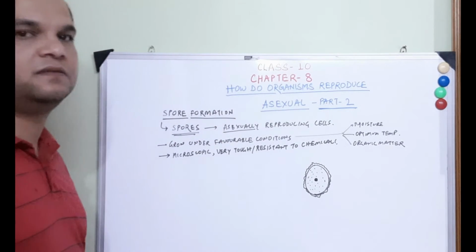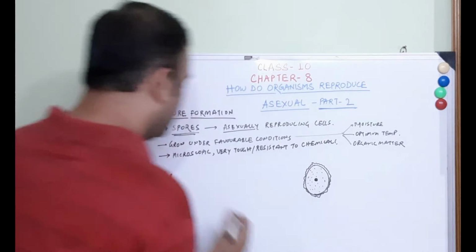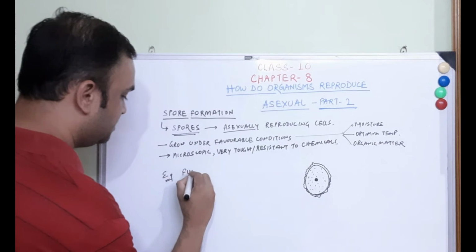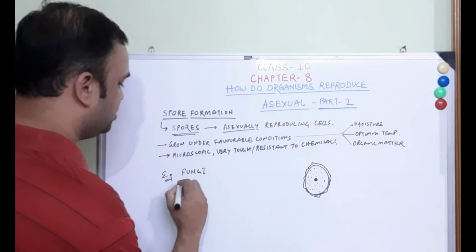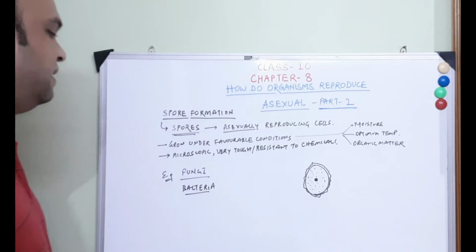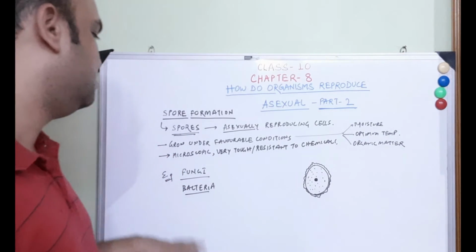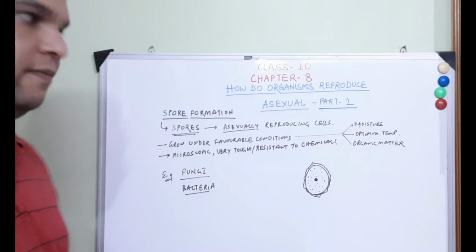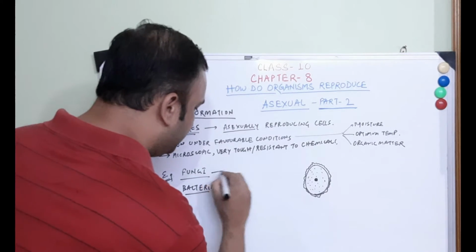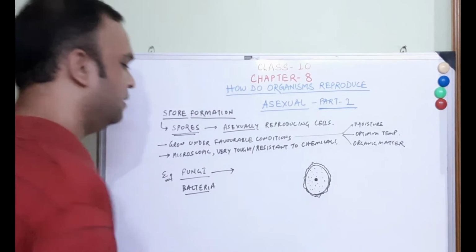Which kind of organisms actually show spore formation? Spore formation is shown by fungi and bacteria. So these are the two kinds of microorganisms, and I am talking about the asexual mode of reproduction. So fungi and bacteria show spore formation. In fungi especially, we discuss this spore formation very commonly.